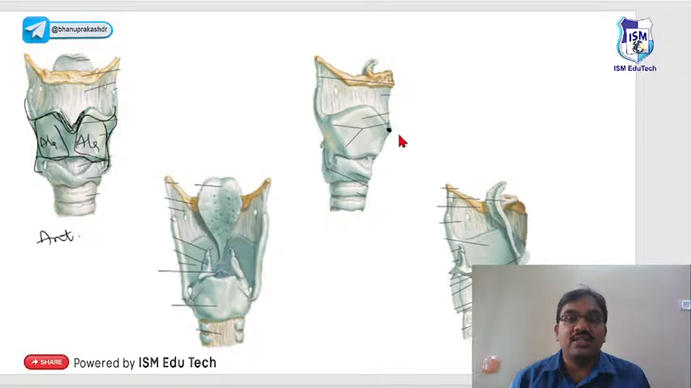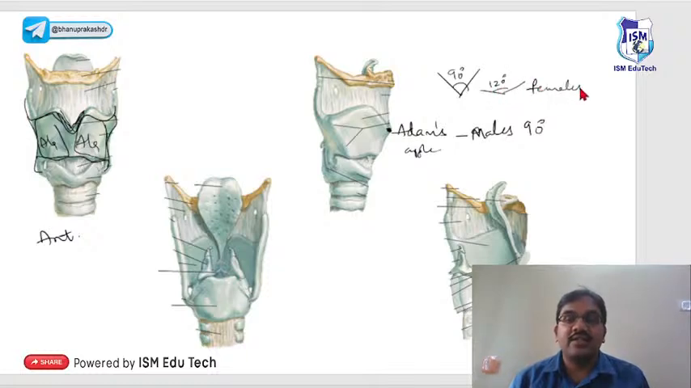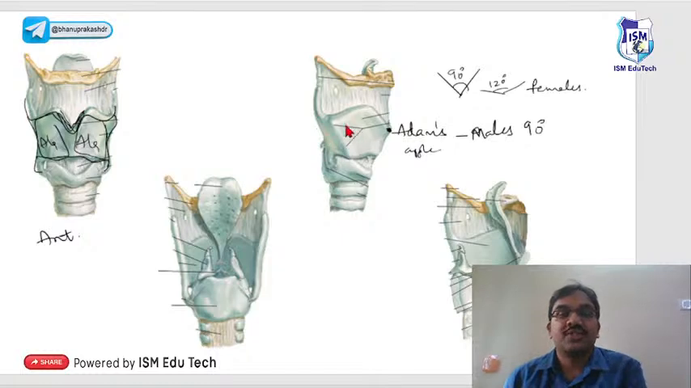That we call Adam's apple. This is more prominent in males. It forms an angle of 90 degrees in males, whereas in females it will be flat. It forms an angle of 120 degrees in females. So that's why in males you can notice a prominent Adam's apple over the thyroid cartilage, right?